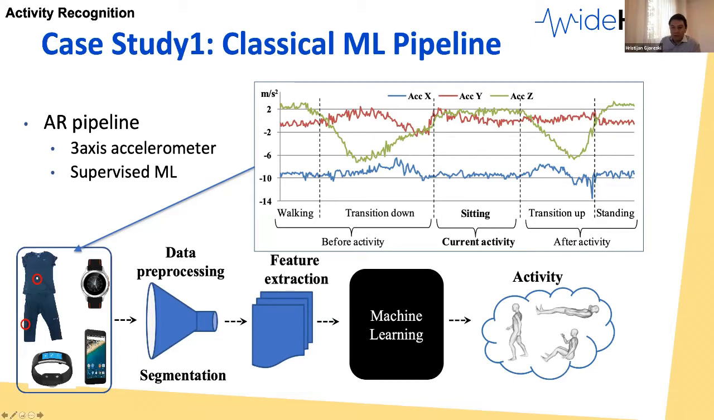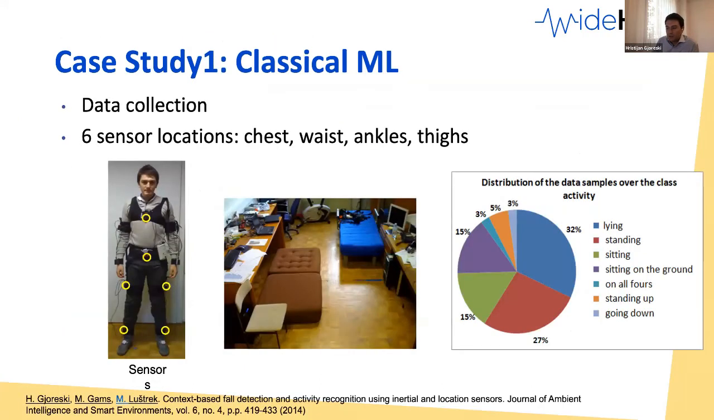And then you put them in a machine learning model, and this classification model will recognize the activity. So every second, or every 2 seconds, it can recognize the activity. So this is a typical machine learning pipeline. I'll go through the steps one by one.